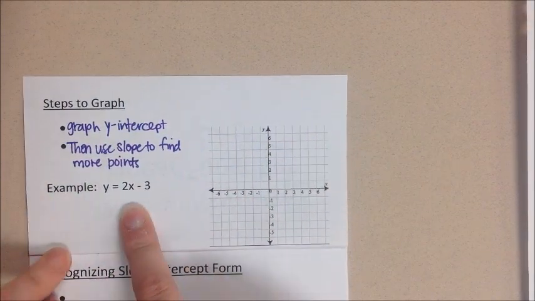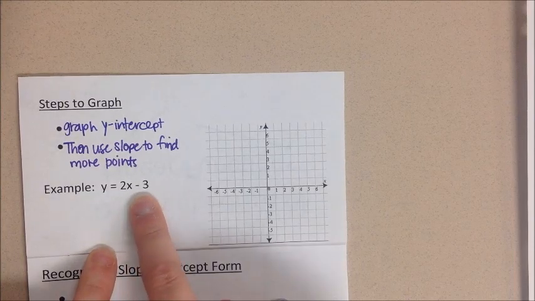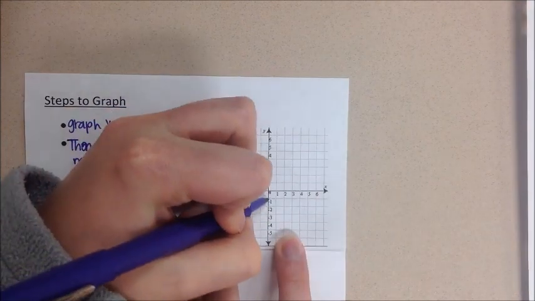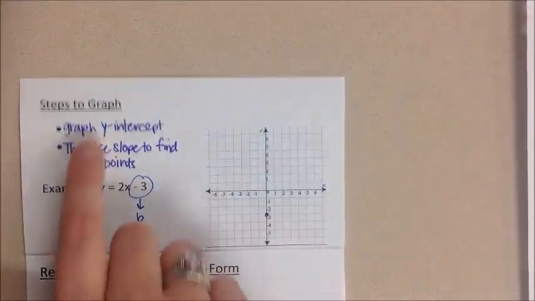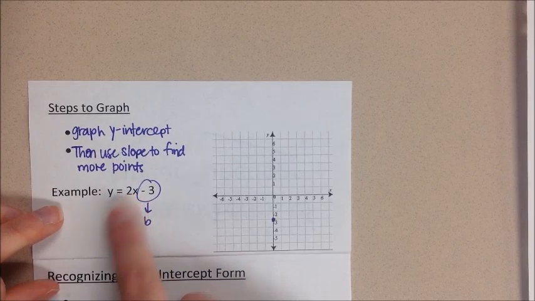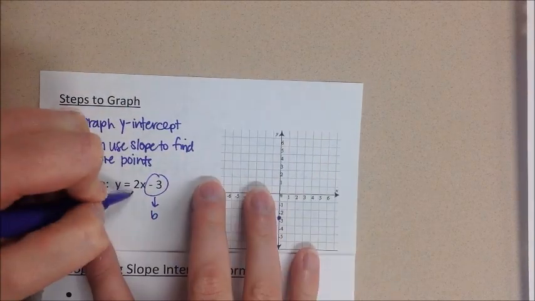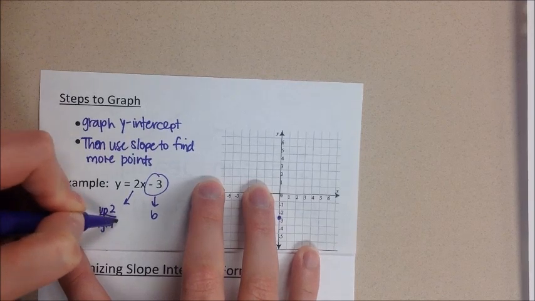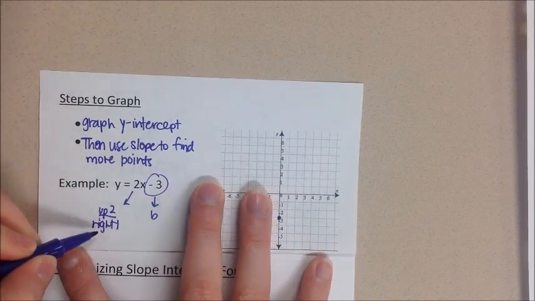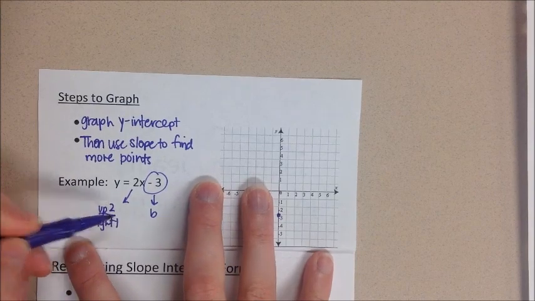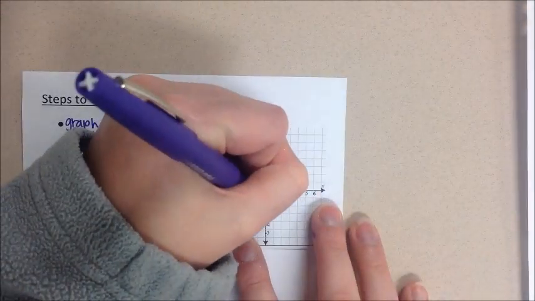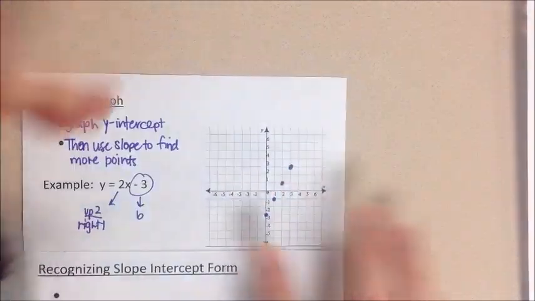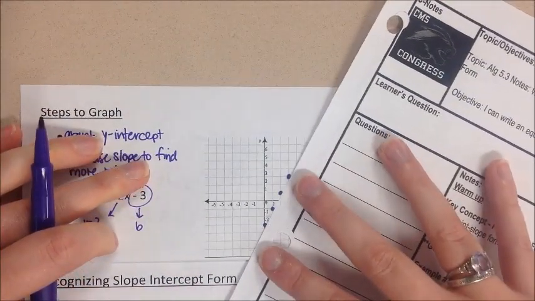So if I'm going to graph this, I'm going to graph my y-intercept first, which is -3, so that's my b. So I graphed my y-intercept. And then I'm going to use slope to find more points. Remember, this would be up 2, right 1, because up and right are both positive, so 2 divided by 1 is 2. So I go up 2 over 1, up 2 over 1, up 2 over 1. And then you draw your line.